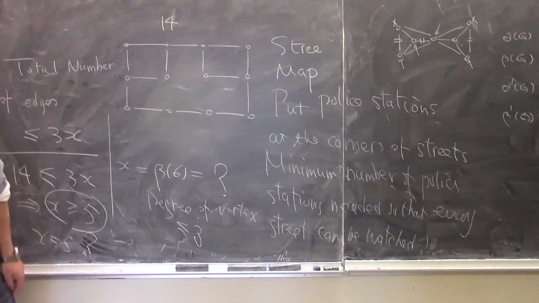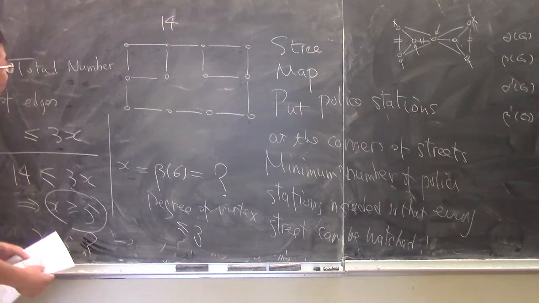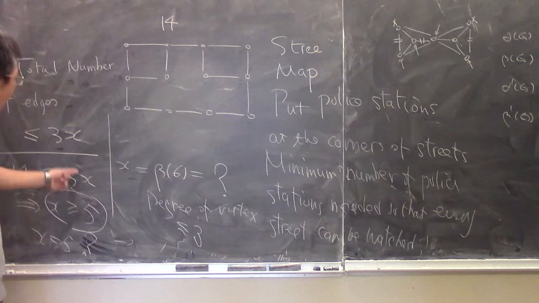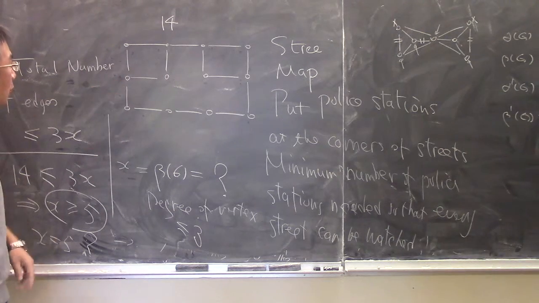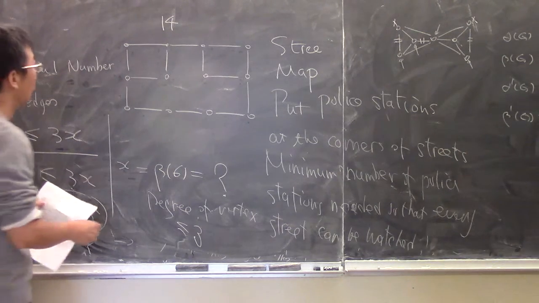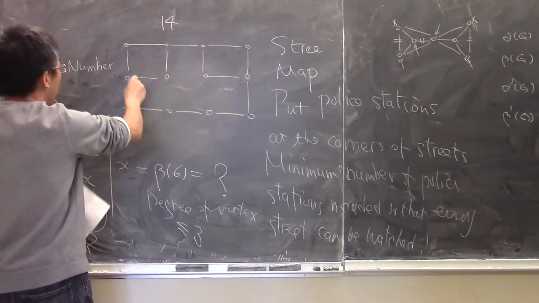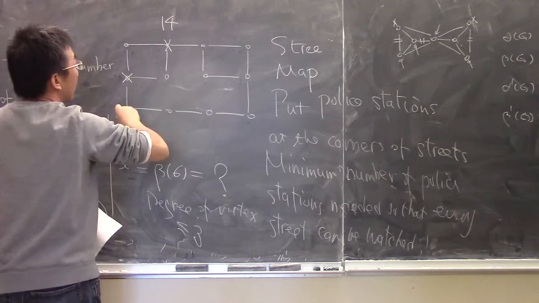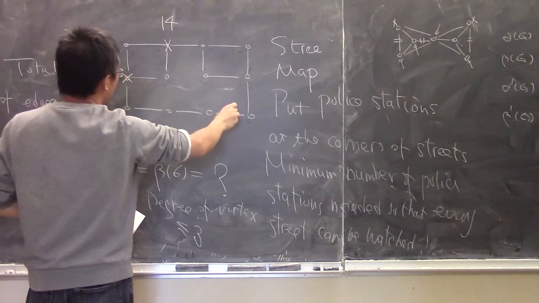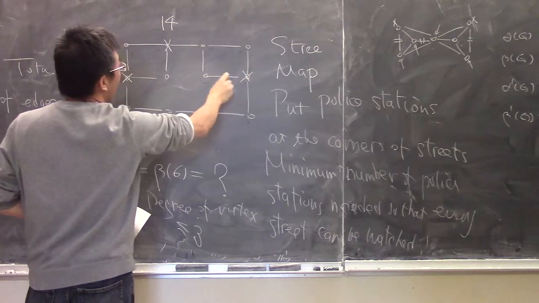Right? So whether 5 is possible. So 5 is only possible if I make most of the vertices come from degree 3. So therefore, let me have this one has degree 3, right? This one has degree 3. And this one has degree 3. I have 4 of them.